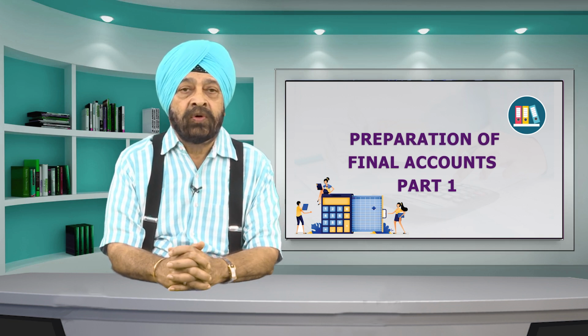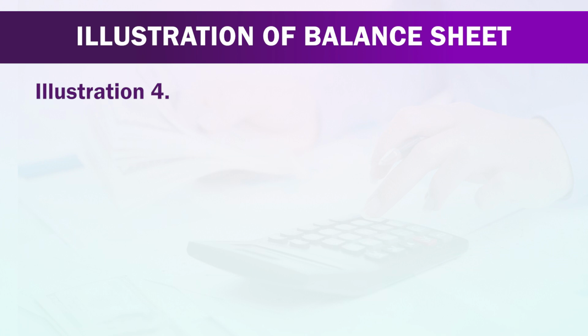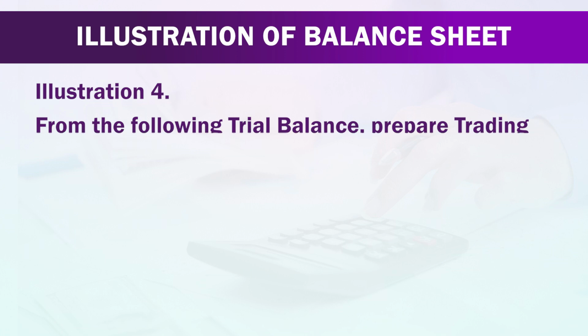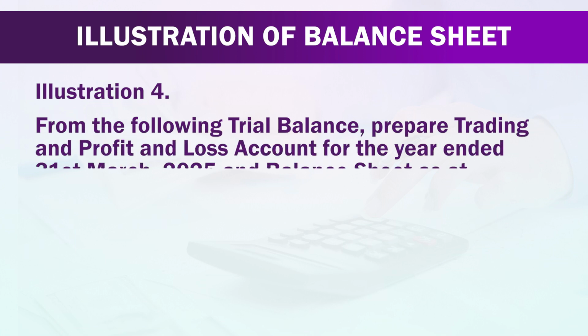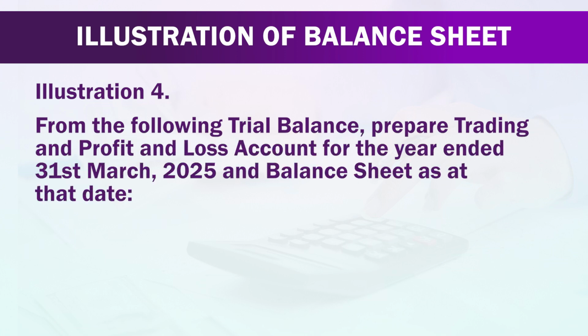Now, let us have a look at illustration number 4, pertaining to the preparation of final accounts. From the following trial balance, prepare the trading and profit and loss account for the year ended 31st March 2025 and balance it as at that date.